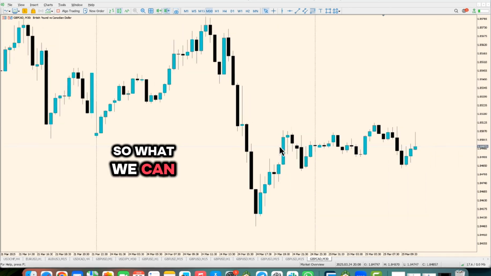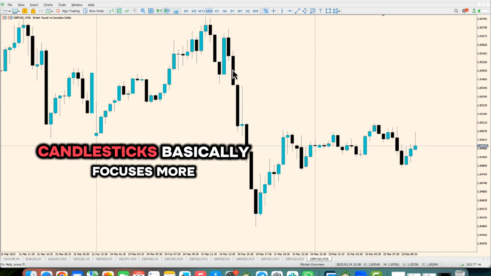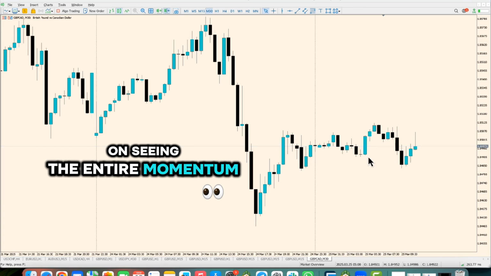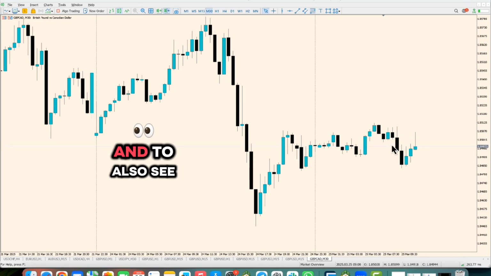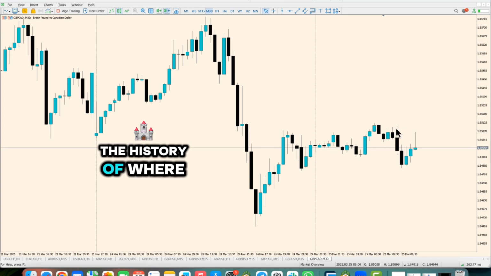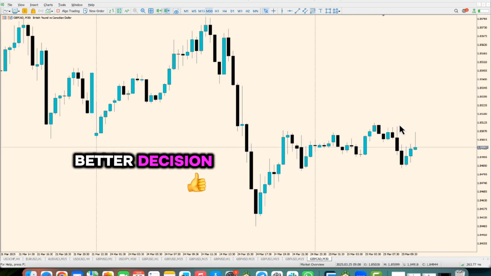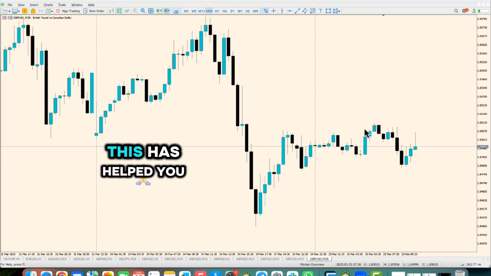So what we can see is that candlesticks basically focus more on seeing the entire momentum of price and also the history of where the price has gotten to, and this will help us to make better decisions as traders. I hope this has helped you.